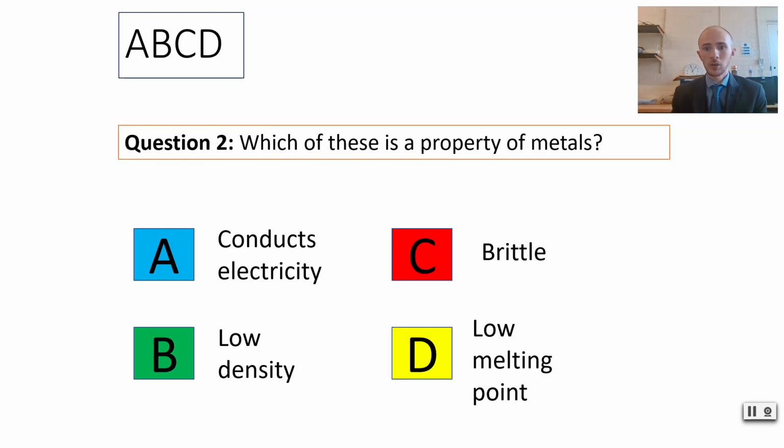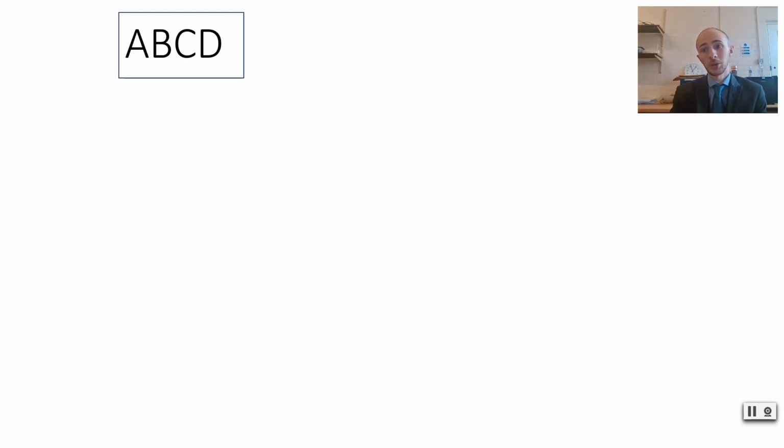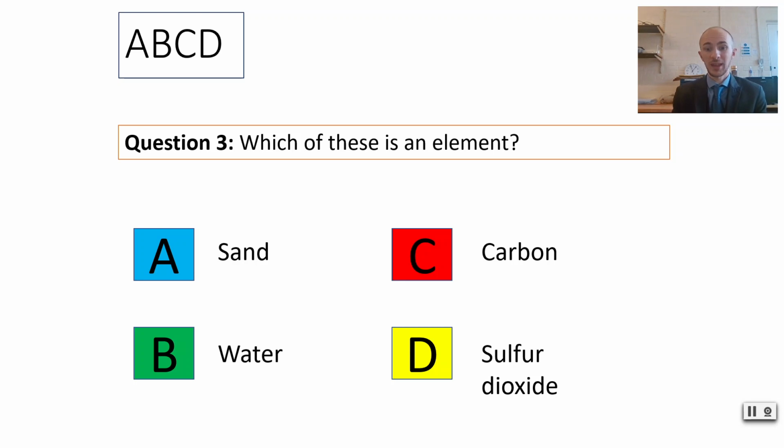Question 2. Which of these is a property of metals? Again, a nice easy one. A, B, C, or D? Well, I was about to say, it could be more than one actually. Question 3. Which of these is an element? Again, these first few are really easy.